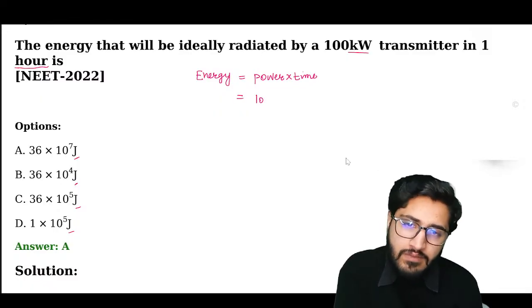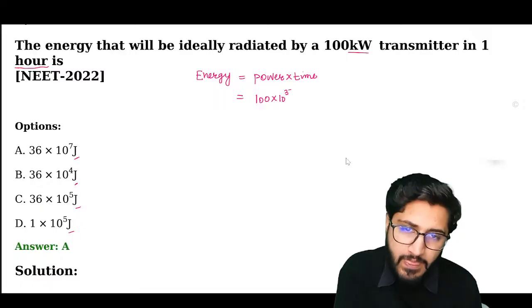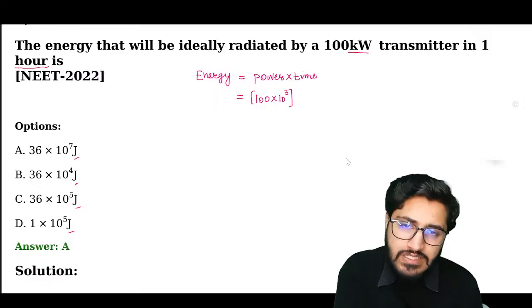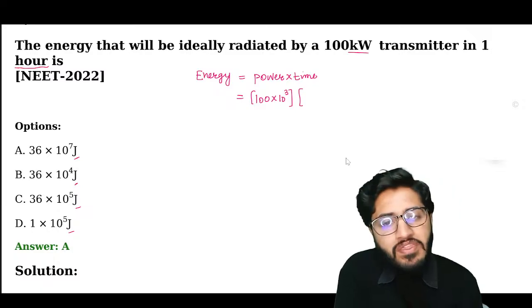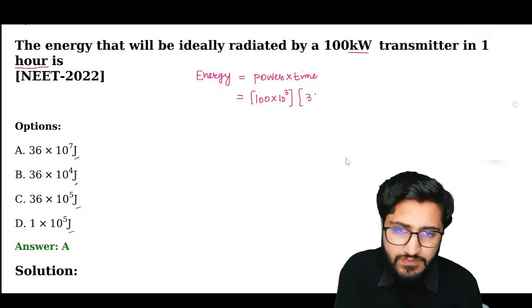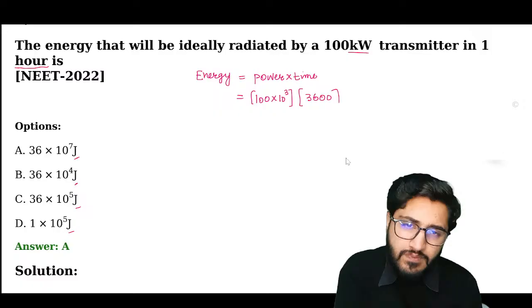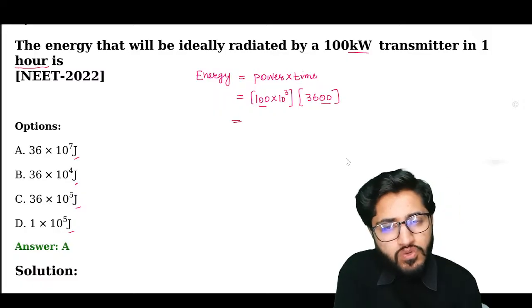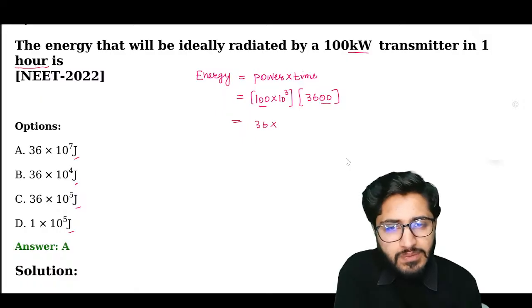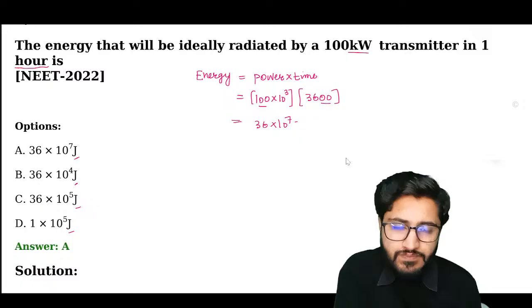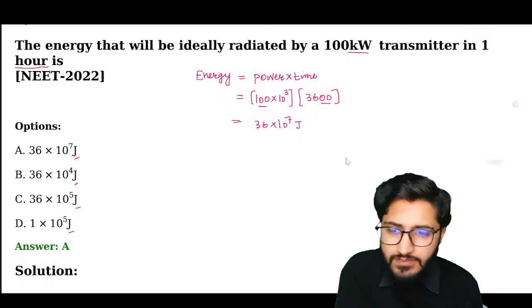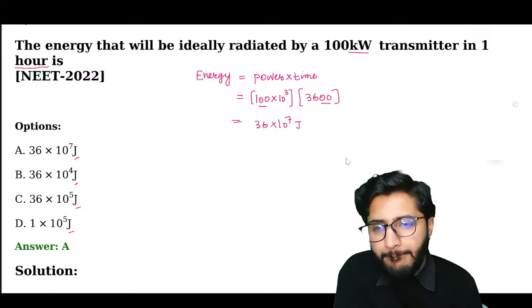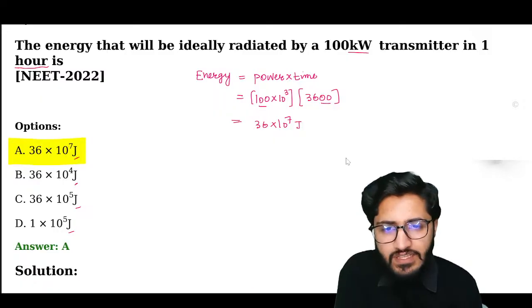So what is power? 100 kilowatt. Kilo means 10 to power 3. And what is time? 1 hour. In 1 hour, how many seconds do we have? 3600 seconds. Okay. So we have 36 multiplied by 10 to power 7 joule. So this is my answer. Yeah, A is my answer. Easy.